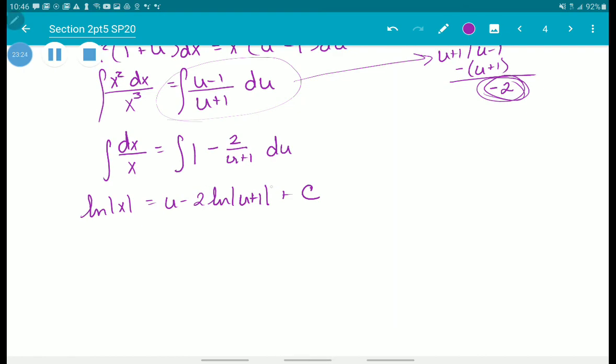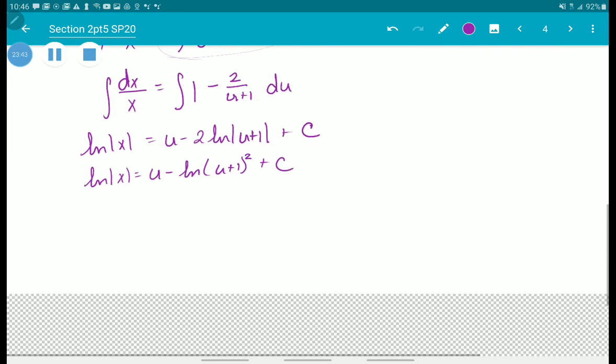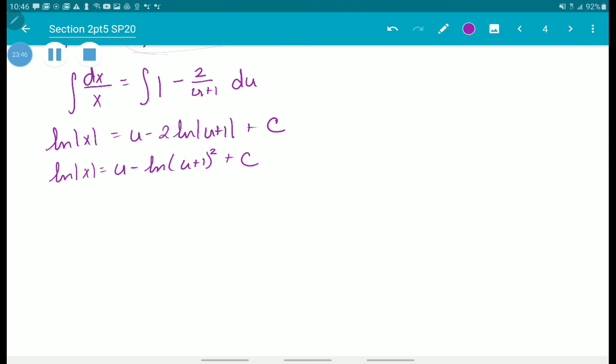So this 2 is really the exponent on that argument u plus 1. And since that's a squared, we're always going to have a positive, so we can drop the absolute value there. So I'm going to go ahead and do my substitution here. So we're going to do that back substitution. Remember, we said y equals ux. So u is equal to y over x.